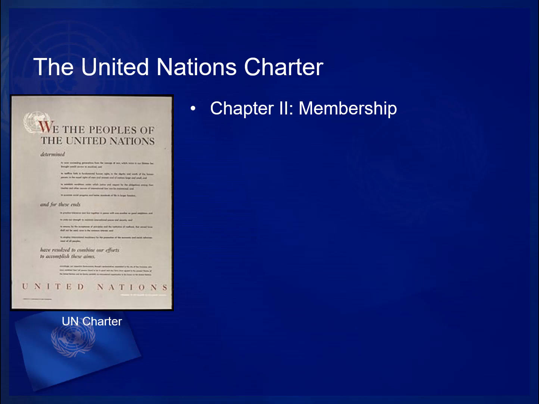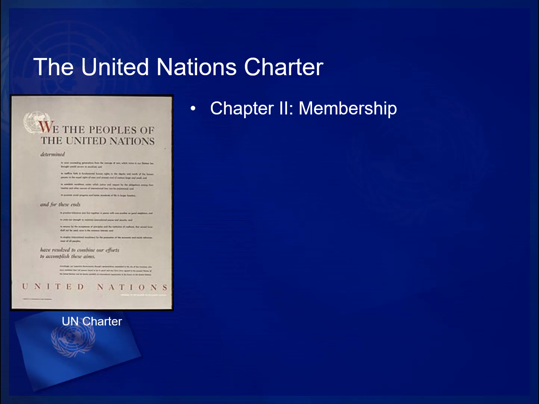Chapter 2 provides criteria for membership, limiting membership in the organization to peace-loving states who, in the judgment of the organization, are able and willing to carry out charter obligations. It also outlines the process by which states can become members of the United Nations. That process requires, first, approval by the Security Council. This is a substantive vote, so the veto power of the P5 applies. Once recommended by the Council, the General Assembly votes to grant membership. In theory, members can also be expelled from the organization using the same method, though none to date have been.